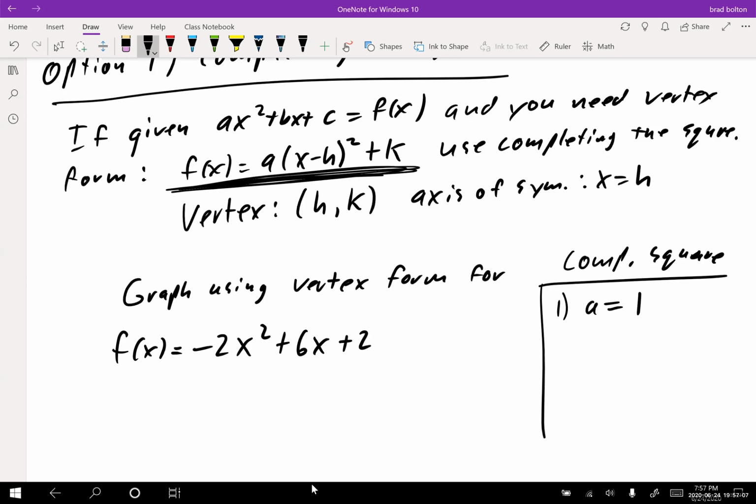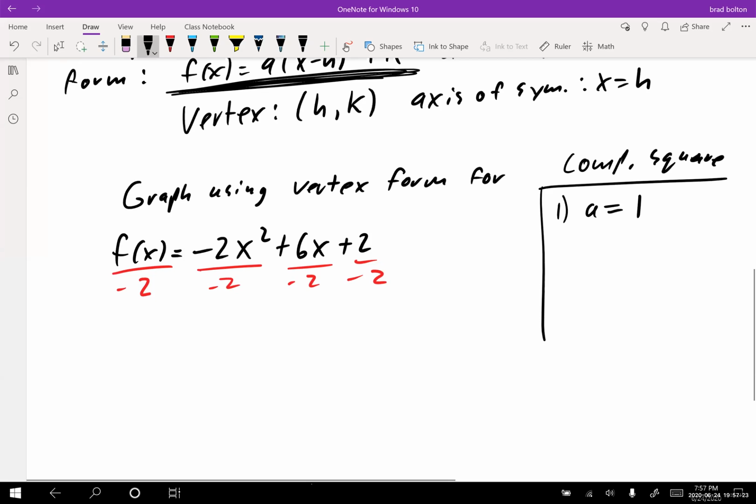So if it doesn't, you have to fix that. So in our particular problem, a does not equal 1. So I have to divide everything by negative 2, by negative 2, by negative 2. But I also even divide f of x by negative 2, because whatever you do to one side, you have to do to the other, okay? So now I have negative f of x over 2 equals x squared minus 3x minus 1, okay?